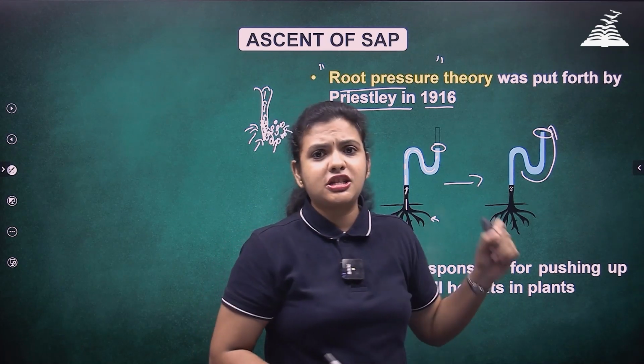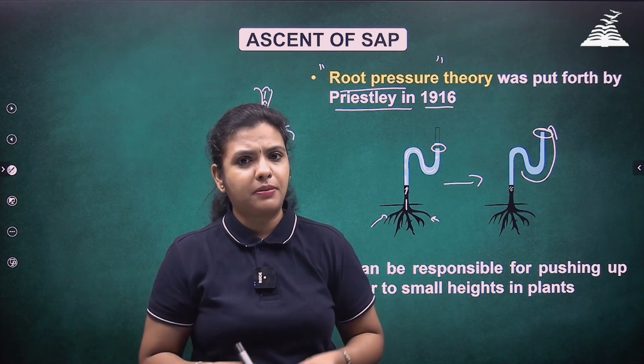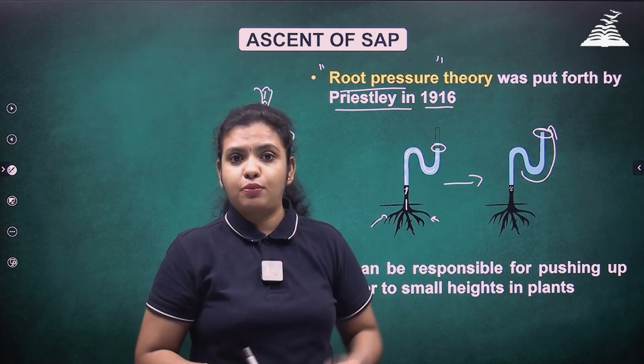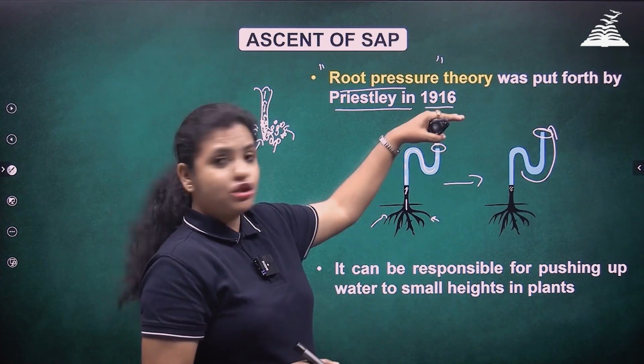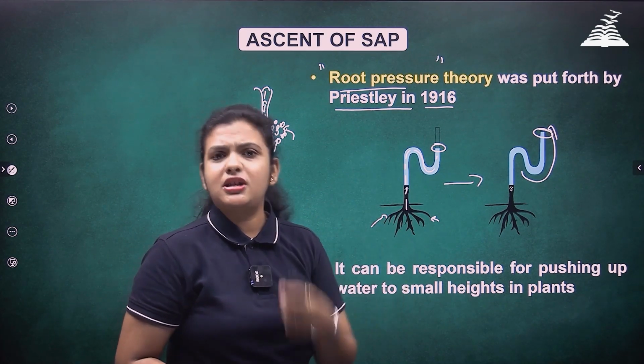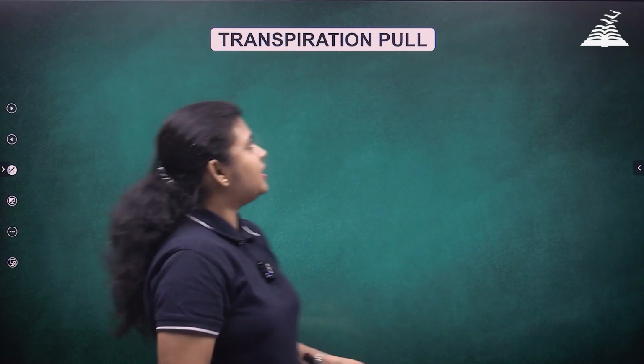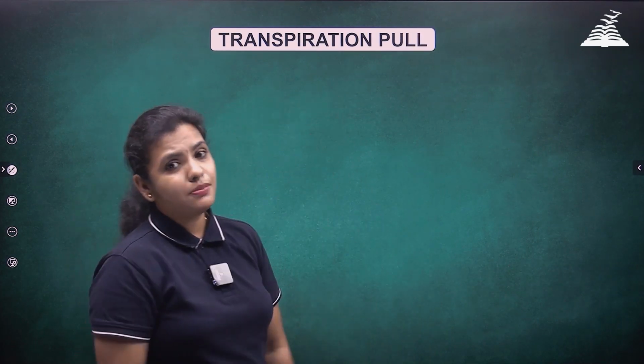But do you think this mechanism is applicable for tall trees like a banyan tree or a peepal tree? No, it is not possible. Will this root pressure push it to that height? Definitely not possible. So what is the mechanism that tall trees are going to use? The mechanism is transpiration pull.